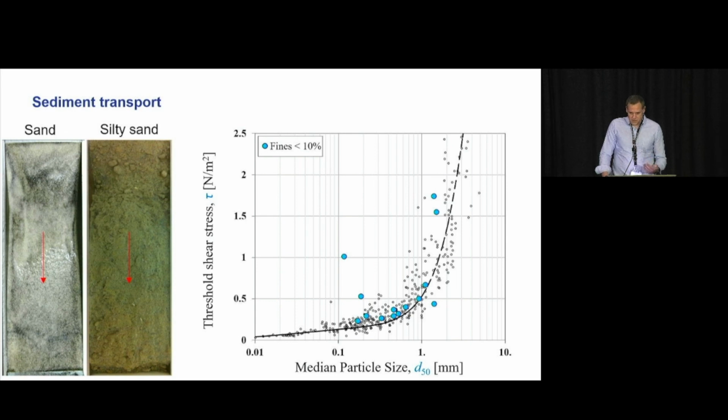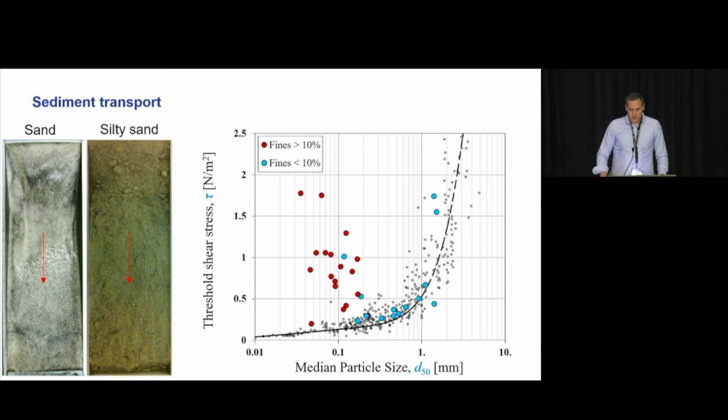And these blue dots are all cases where we have pretty limited fines content, and we find that the blue dots pretty much follow that black dashed line. That black dashed line is a famous line. It's called the Shields curve in sediment transport. It basically tells us that the shear stress scales with the weight of the particles, which are proportional to, or scale with, the grain size.